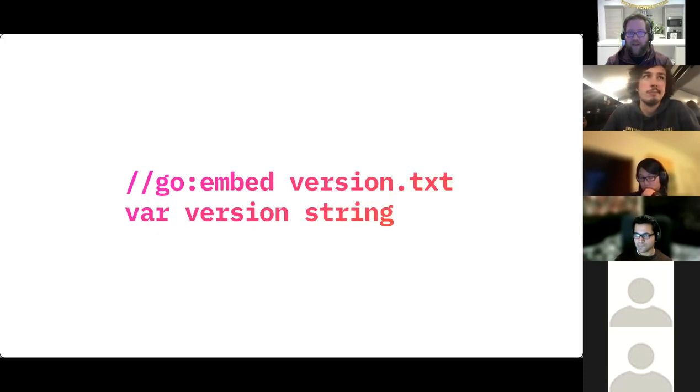So the really basic case is if you just want to embed the contents of a single file as a string, you just do go:embed and the file name, and then you just do var version string. And then so long as that file lives where you're compiling from, that'll get included into your binary, and then you can just use that data as if it's just normal data in your program.